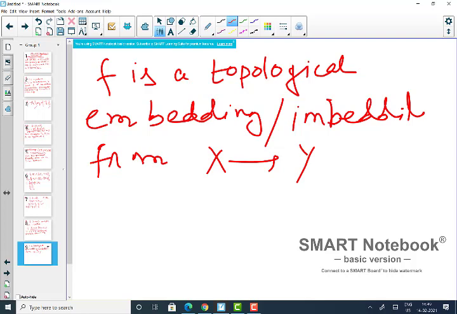Okay, so when I say that X is embedded into Y, I mean that there is a 1-1 map from X to Y such that the map is a homeomorphism when you restrict to the range. Okay, so this kind of map is called an embedding, which is actually not a homeomorphism from X to Y, right?